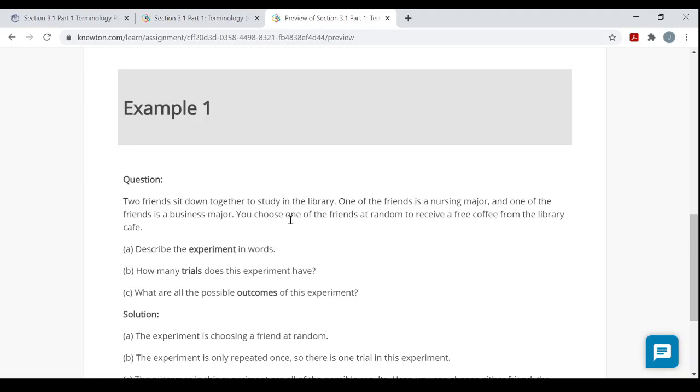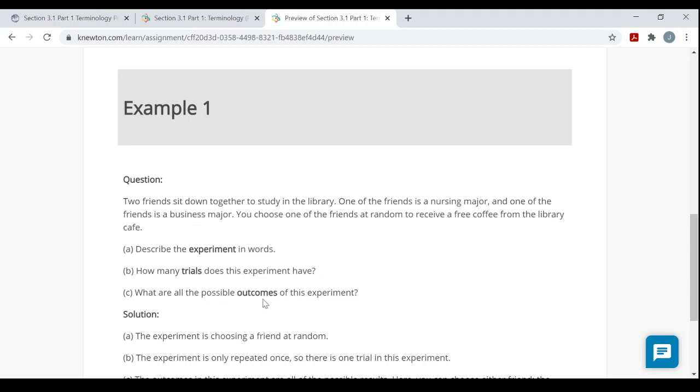Right, what are you doing? I'm choosing one of these two friends at random. How many trials does this experiment have? They didn't mention anything about doing it more than once. They just said you choose one of these friends and give them a free coffee. So this experiment is only run one time. There is one trial in the experiment.